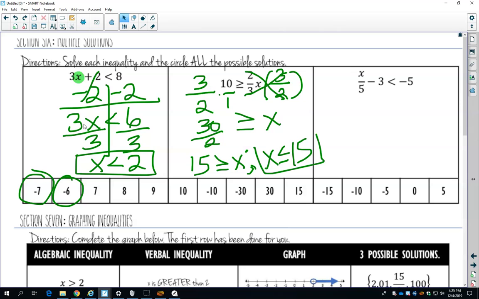So this time we're going to choose all solutions that are less than or equal to 15. So we can choose 15 because of the equal to. We're going to choose 10, negative 10, and negative 30. The only number here that's not less than or equal to 15 is 30.